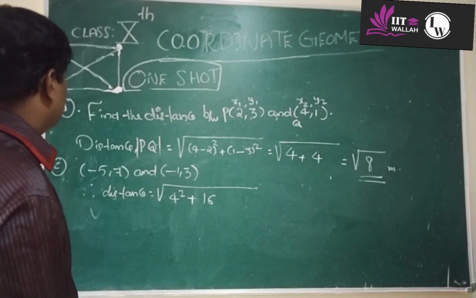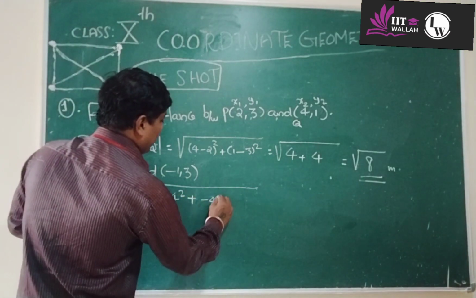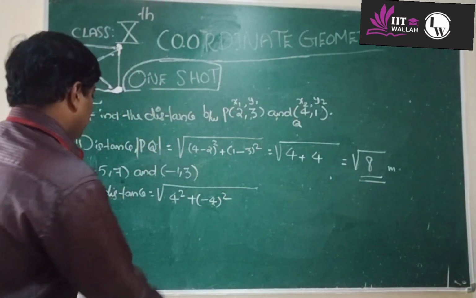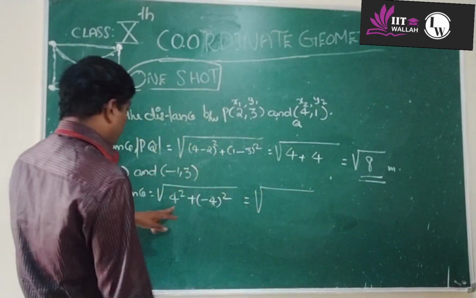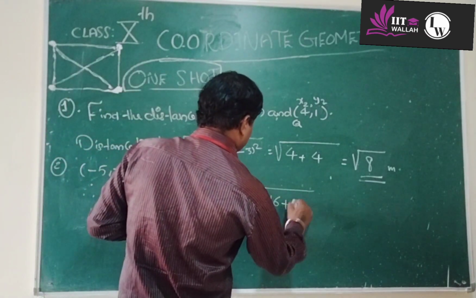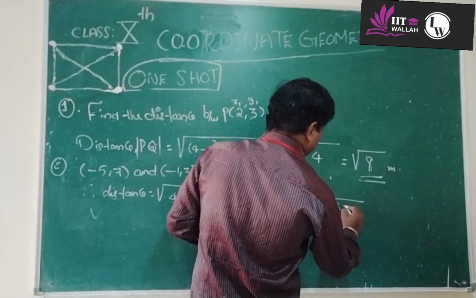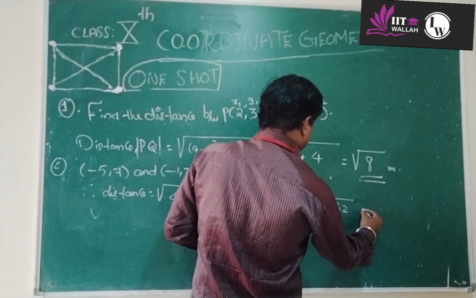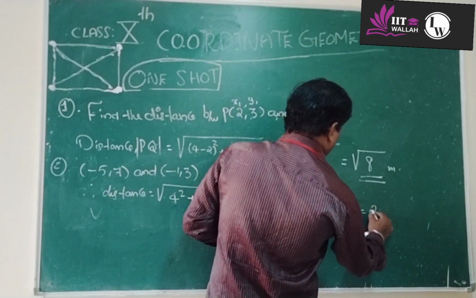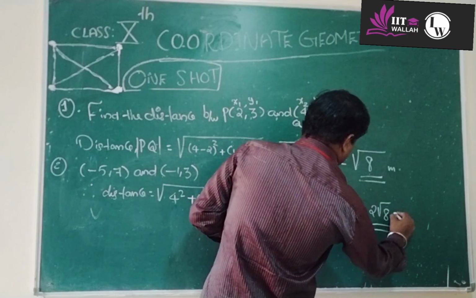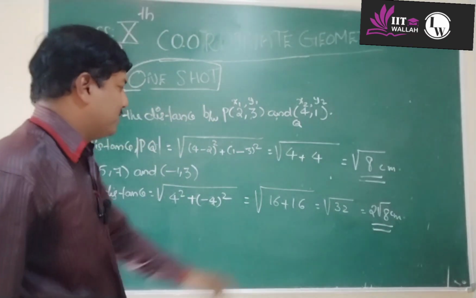Okay? 3 minus 7 is minus 4. So minus 4 square you can write. So here the answer will be root of 4 square is 16 plus 16. So root of 32. Root of 32 is 2 root 8 meter or centimeter. Okay, 16 plus 16, 32.